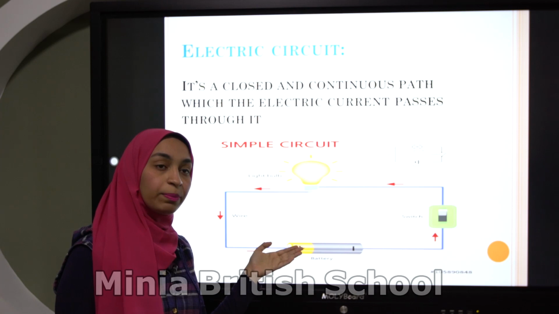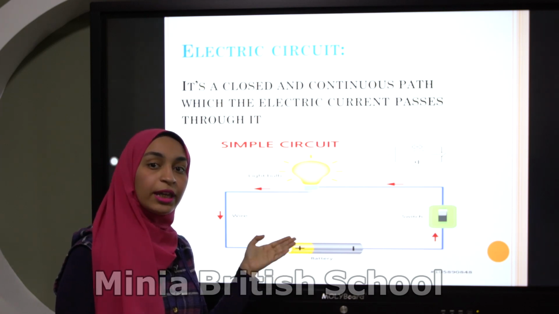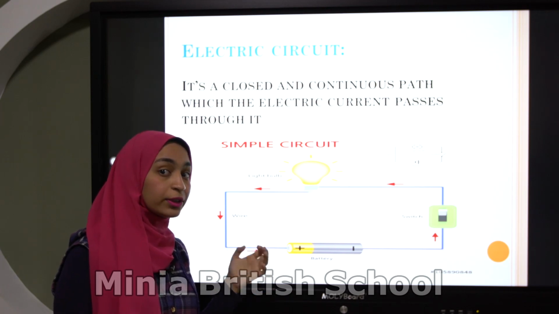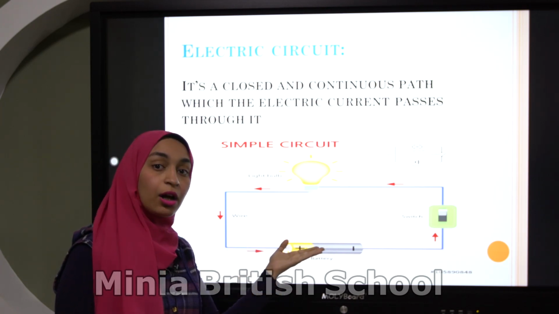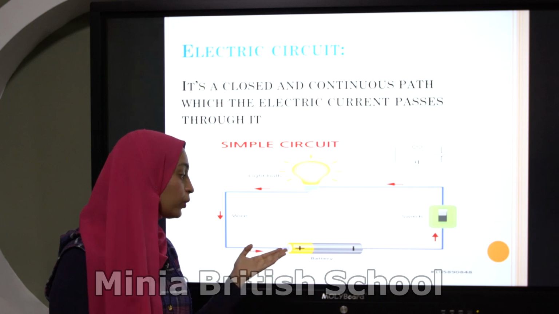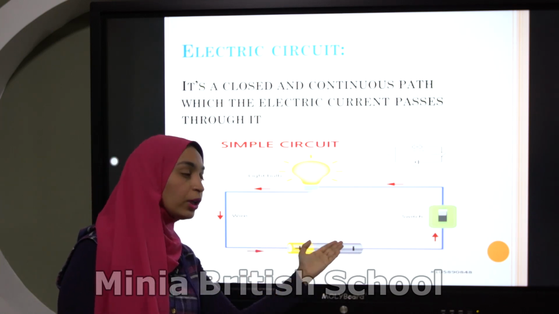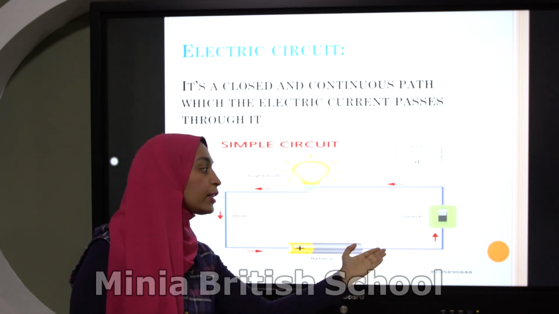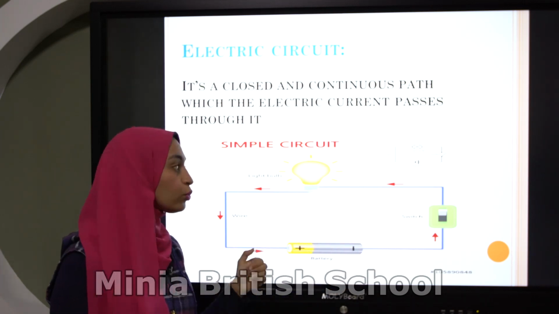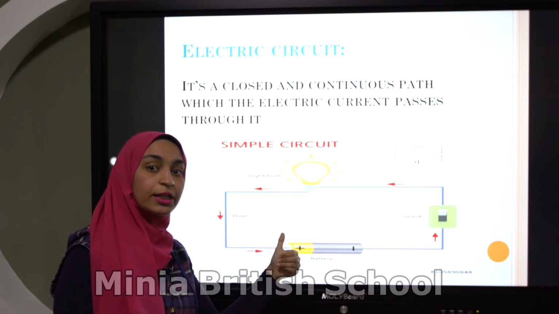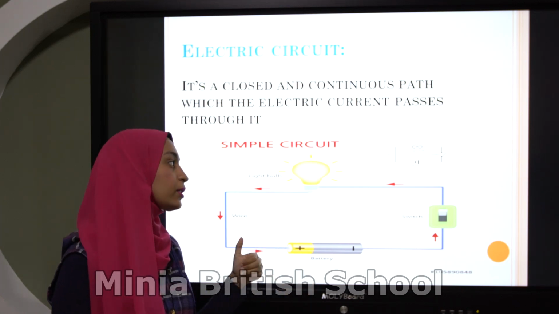Battery. We can use a battery in the electric circuit as a source of electricity. What is the meaning of source of electricity? It gives us the electric current. We know that the electric current comes from the battery, from the positive pole to the negative pole, and passes through the wire. So the first part in the electric circuit is a battery. Battery is a source of electricity.